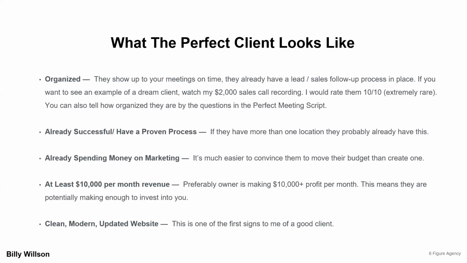And you can also tell how organized they are by the questions that are in the perfect meeting script, and we'll be going over that later in the program. And the other way you can tell if they're the perfect client is they already have a successful and proven process. If they have more than one location, they probably already have this. So this is one of the key things that I look for when prospecting, is they have more than one location.